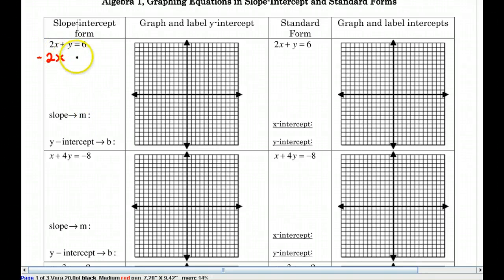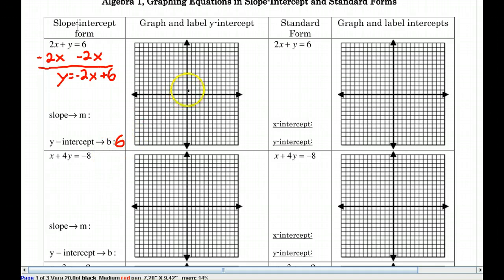Go through all the steps. So slope-intercept form means y equals mx plus b. Start by getting y by itself: subtract 2x on both sides. So the slope, and the y-intercept is 6.